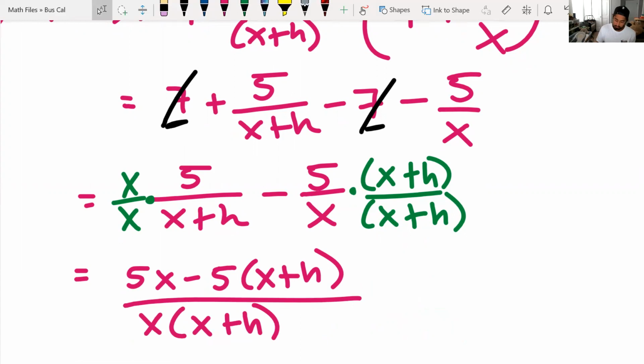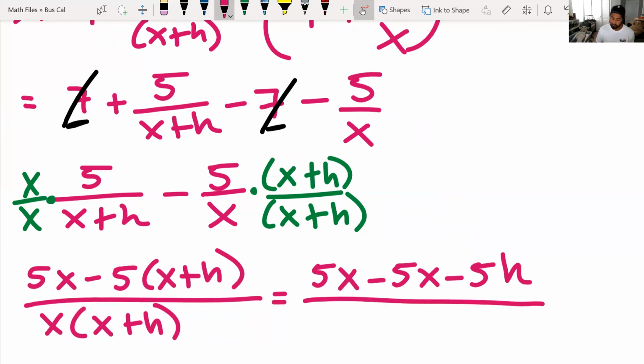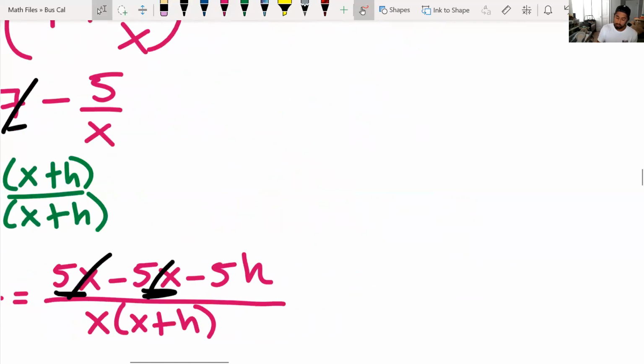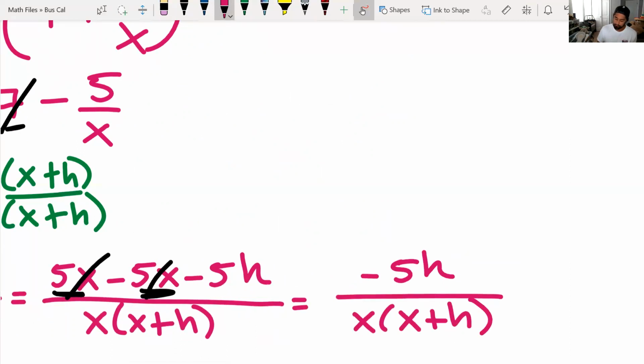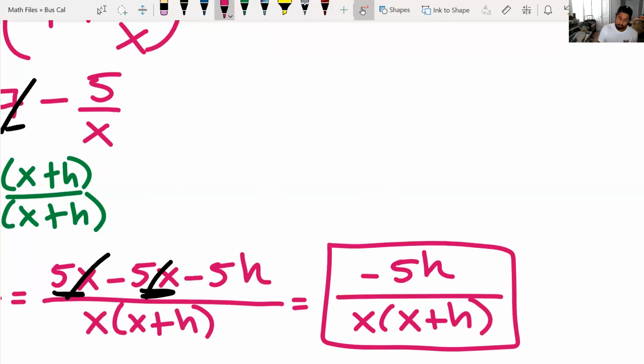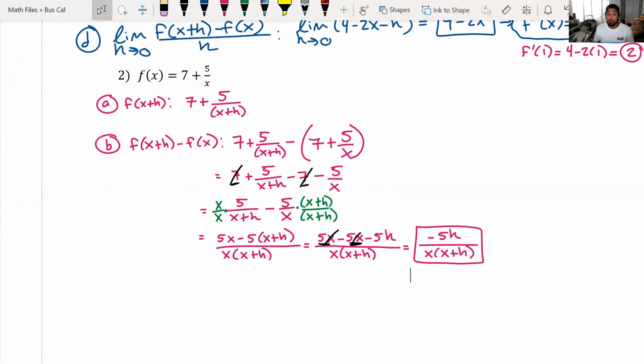All right. Distribute that 5, and we get 5x minus 5x minus 5h over x times x plus h. Where we now notice that my 5x's gone. We are now left with negative 5h over x times x plus h. Now that is the end of step B. Okay, step C.